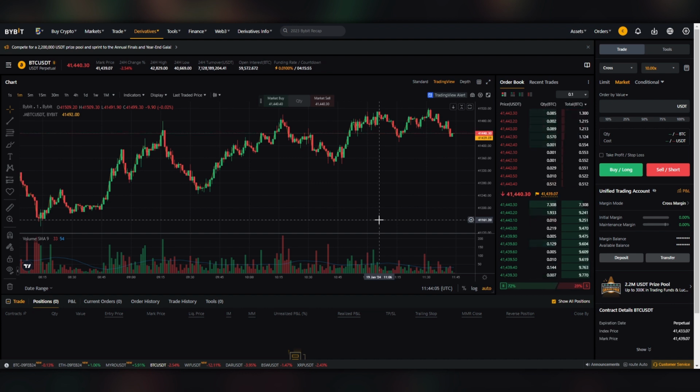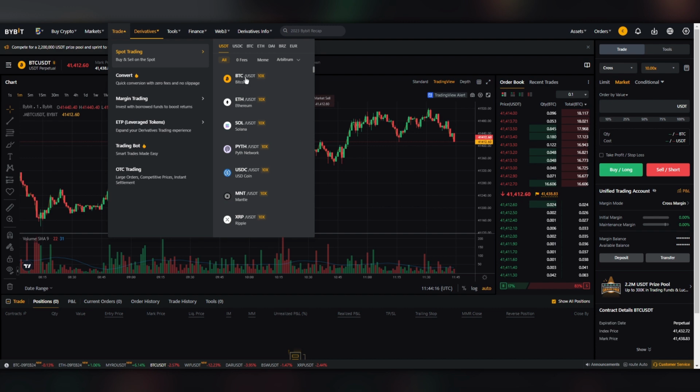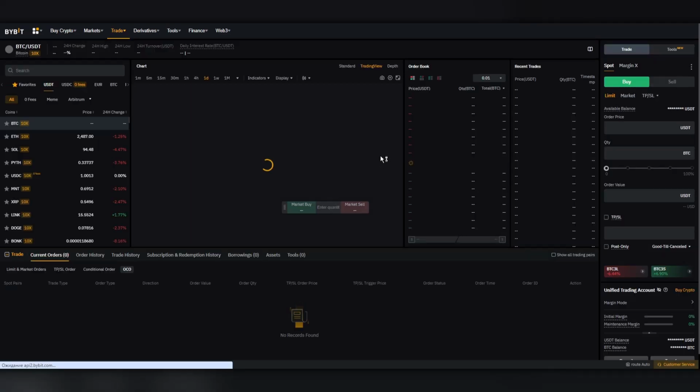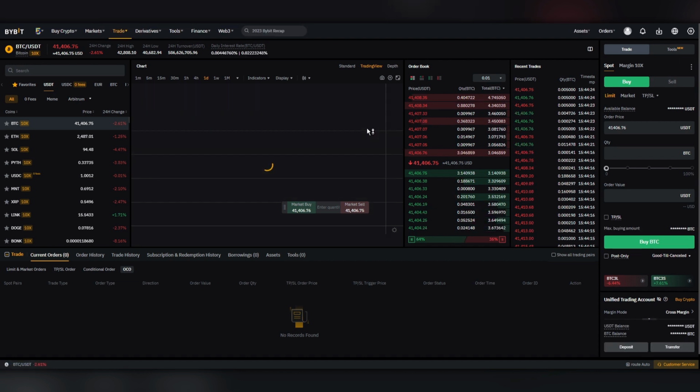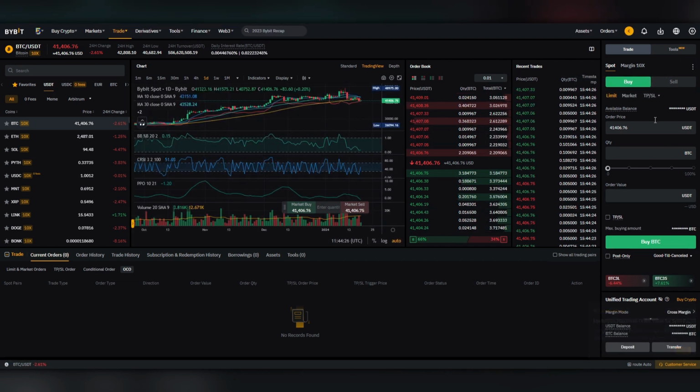How do you do this? There are two main ways. One I find a little less convenient, the other more convenient. The first way is to use margin trading, which means you go to spot trading and you select the Bitcoin USDT pair. There is regular spot trading, which you most likely already know how to use. Yes, there is buying, selling, different types of orders.